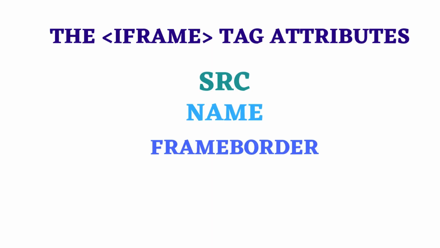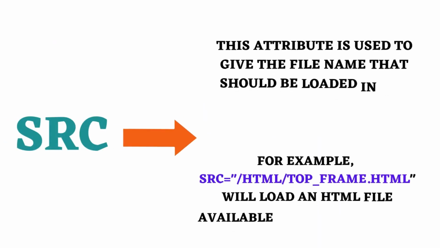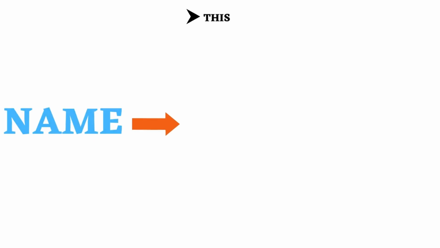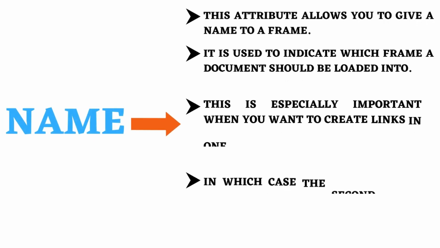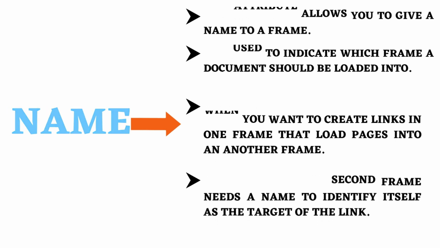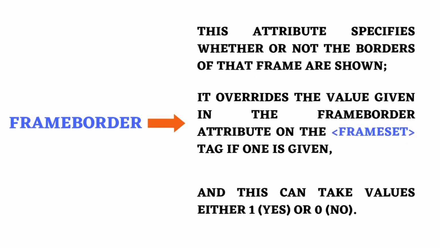Now let's talk about some important attributes you can use with the iframe tag. First up, the src attribute specifies the URL of the document that will be loaded into the iframe. It could be a local file or a URL to any site. Next, the name attribute lets you give the iframe a unique name. This is especially useful if you're linking between different frames or controlling the iframe from another page. Frame border controls whether the frame's border is shown. It accepts values of 1 for yes and 0 for no.